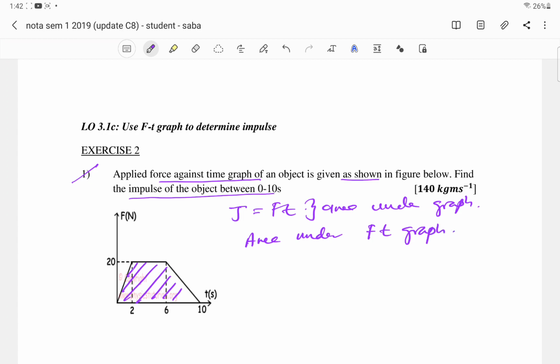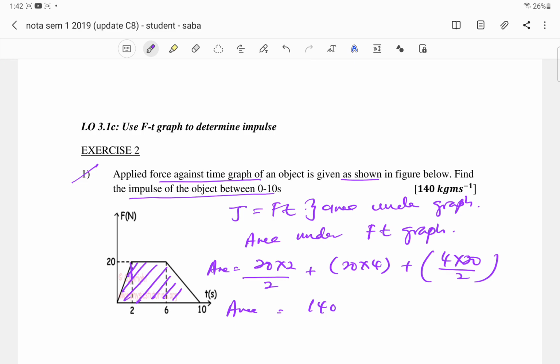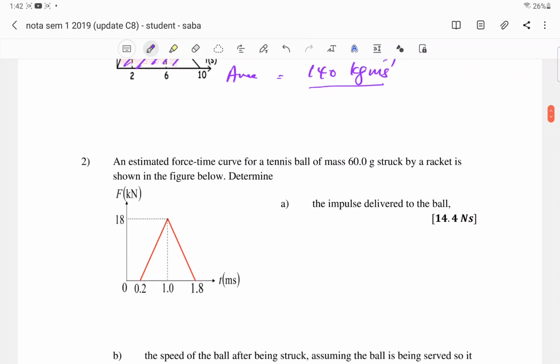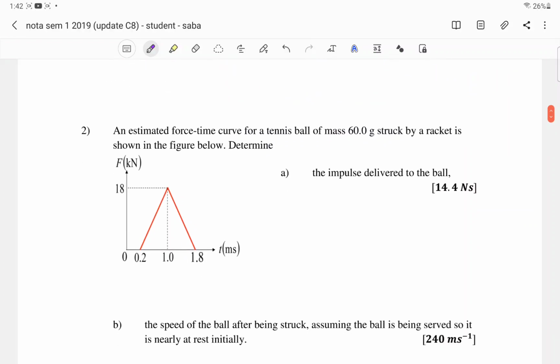So here the first one you have 20, area, 24 I think, 4 20 divided by 2. So we get the area under the graph in kilogram meter per second. Okay, this one is for the impulse delivered to the ball.